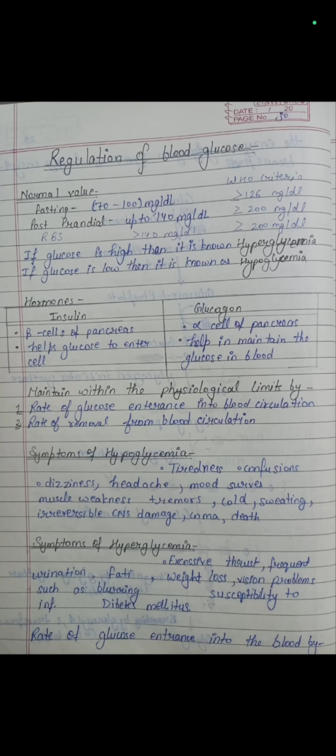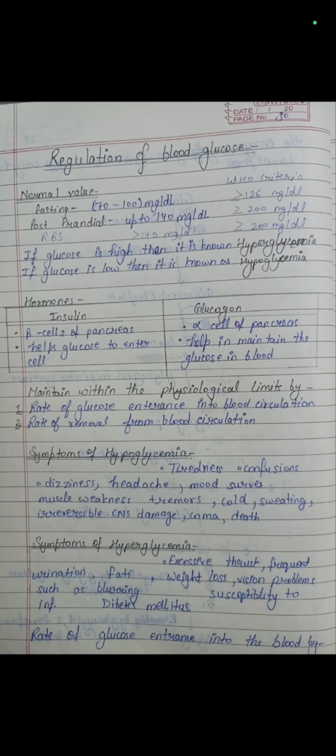First of all, we will discuss the normal values of blood glucose. The fasting value of blood glucose is 70 to 100 milligram per deciliter. According to WHO criteria, for diabetes this is more than or equal to 126 milligram per deciliter.